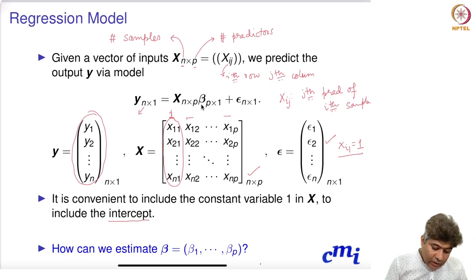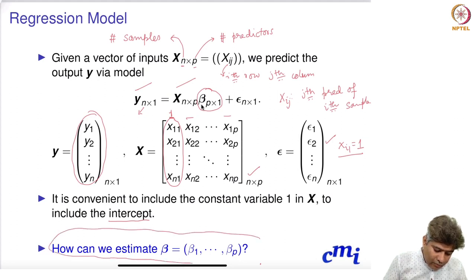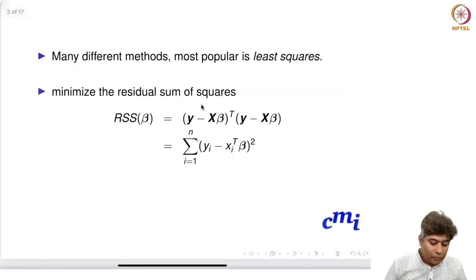So in this, the data that you have is y and x: y responses and x predictors. We want to estimate the coefficient values. This is our main goal, how to estimate the betas. There are many different methods to estimate beta, the regression coefficients. The most popular is the Least Squares method.